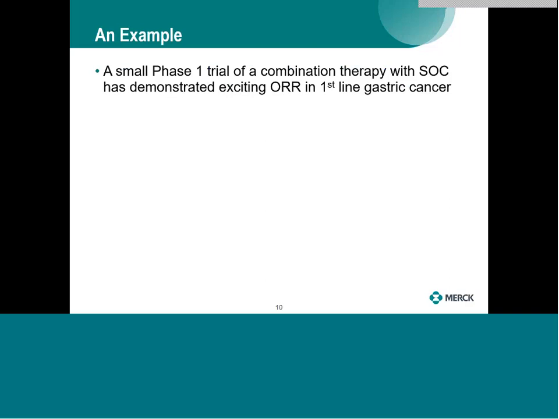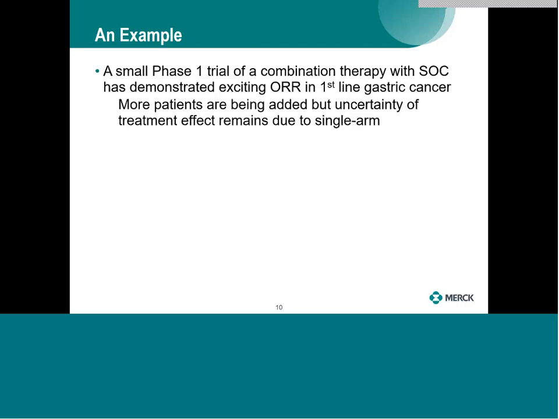So this is just an example, which is based on our experience. We have a phase 1 small trial of a combination therapy with standard of care, which demonstrated an exciting overall response rate in the first-line gastric cancer setting, and actually it's in a biomarker-identified population. And we decided to add more patients just to better quantify the response rate. But again, since it's in the single-arm setting, no matter how many patients you add, you always have uncertainty whether this signal is true or not, especially given that it's based on a biomarker subpopulation that's historically less studied in the literature.